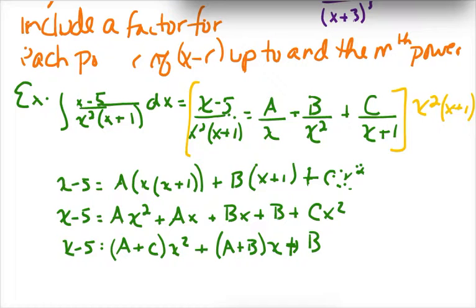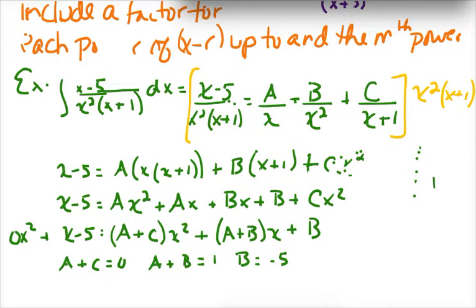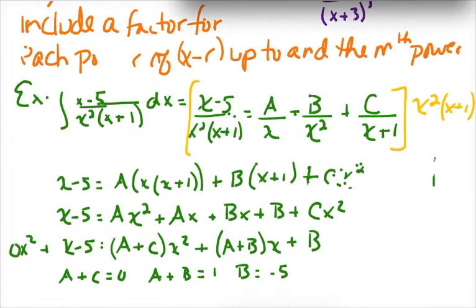Okay, so equating these is pretty straightforward. You're going to get, and this is 0x squared, so A plus C is equal to 0. It's going to yield 3 equations. A plus 3 is equal to 0. A plus B is equal to 1. And B is equal to negative 5. And we're lucky there. So we can go about and substitute in.